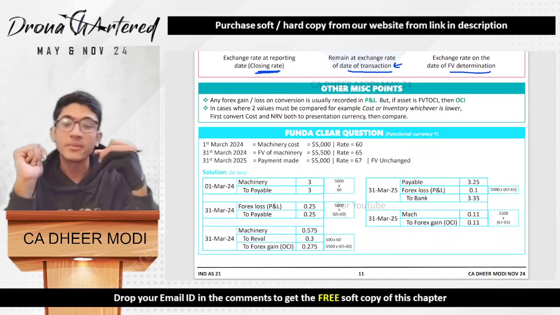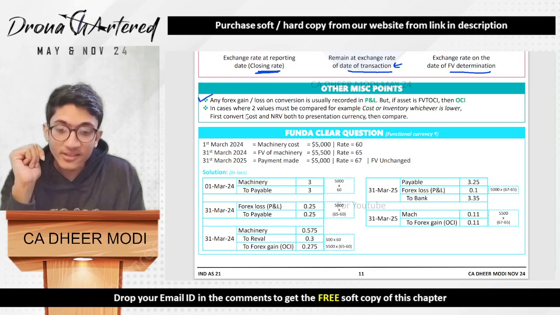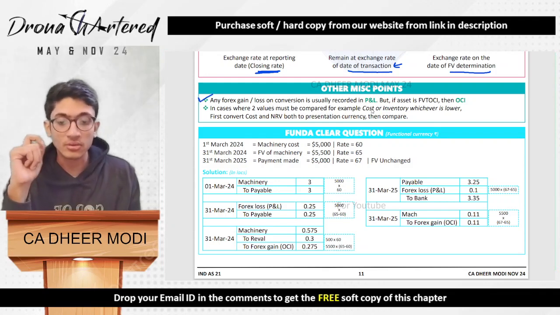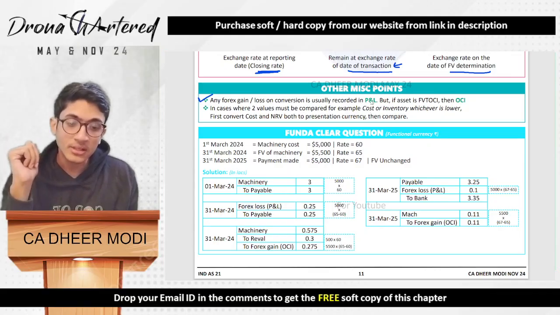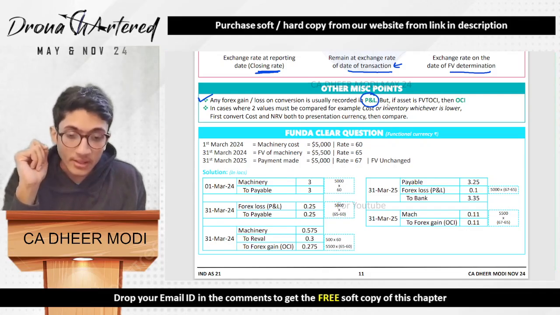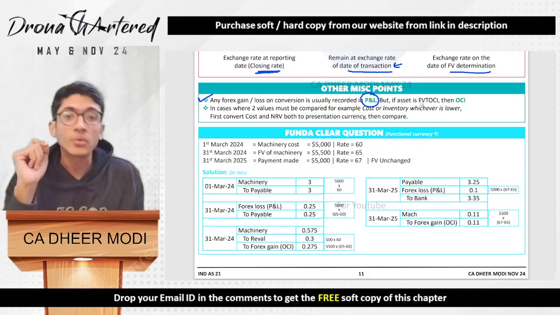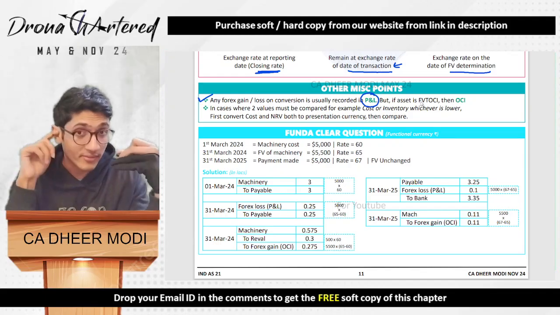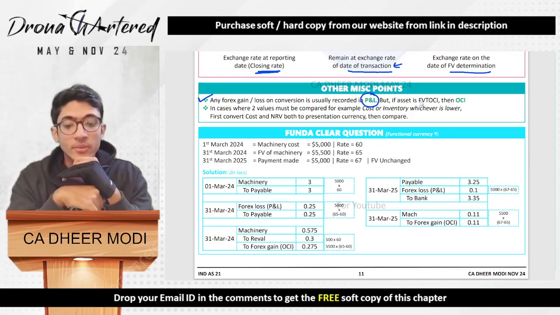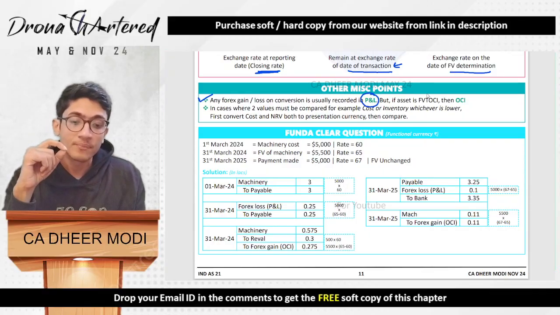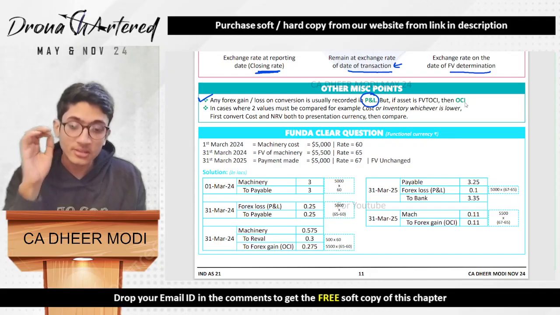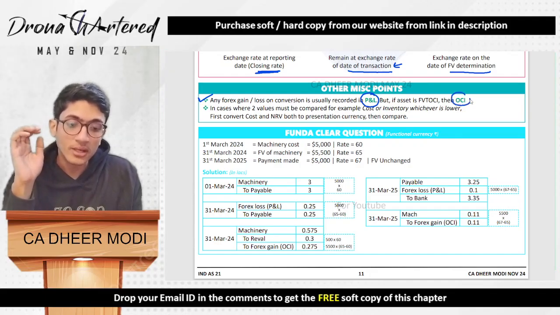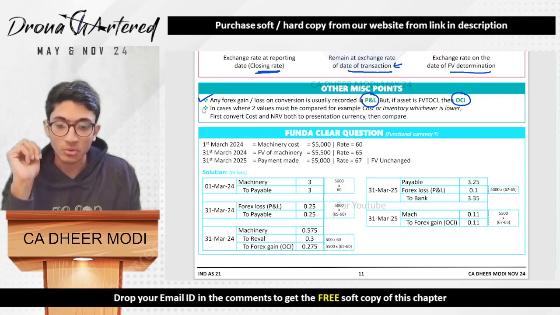Next are some other miscellaneous points. Any foreign exchange gain or loss on conversion is usually recorded in your P&L, that is your profit and loss. But if the asset is FVTOCI, that means you will understand this later when we do Ind AS 109, the financial instruments. If the asset is at fair value through OCI, that is other comprehensive income, in such a case this will be transferred to OCI. So instead of P&L, it will be transferred to OCI.